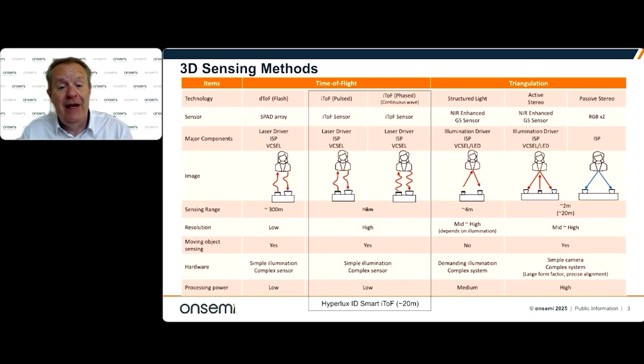Simple illumination, complex sensor. Now, you see here that I've crossed out the sensing range. So sensing range typically for standard iToF today is around about 8 meters. It can be probably up to 10 meters. Our Hyperlux ID smart iToF can improve those distances dramatically with moving objects. So I'll explain that. So up to 20 meters outdoors to 30 meters indoors.